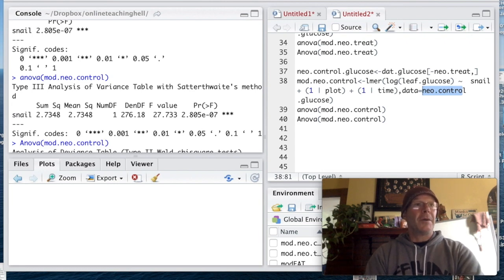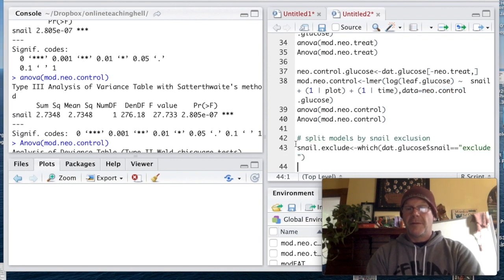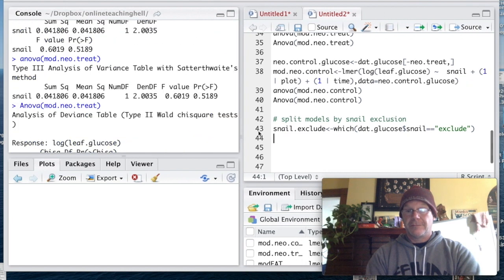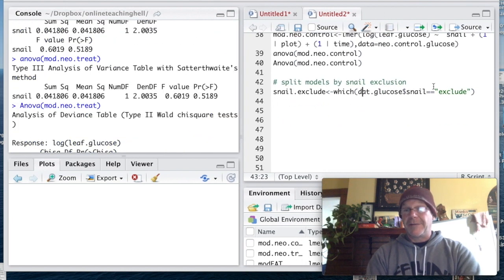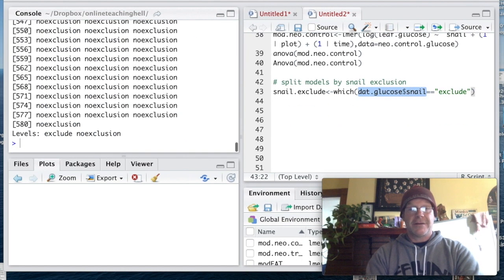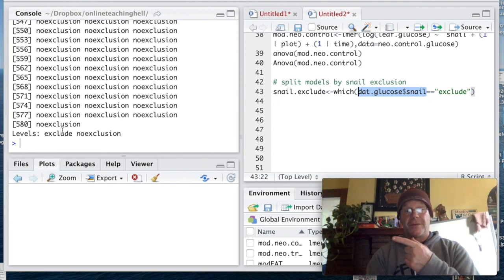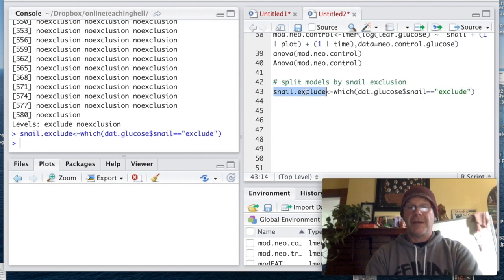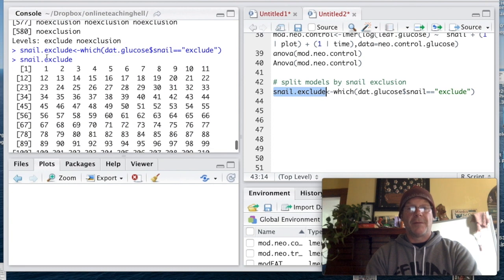Okay, and so we can similarly do the same thing and split the models by snail exclusion. Here I'm going to say which one of those snails, right? So here's all the snails. Snails have two levels. They're either excluded or they're not excluded. And I'm going to say which ones are equal to excluded. That's going to give me my index. So these are the row numbers that I want to hold on to. So I can go ahead and do that. Let's copy and paste and make ourselves happy.